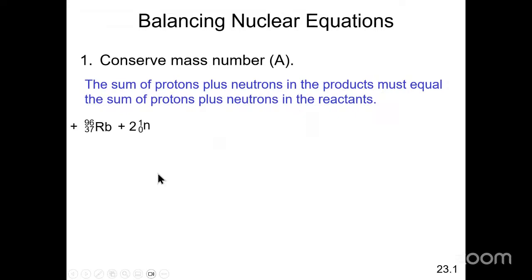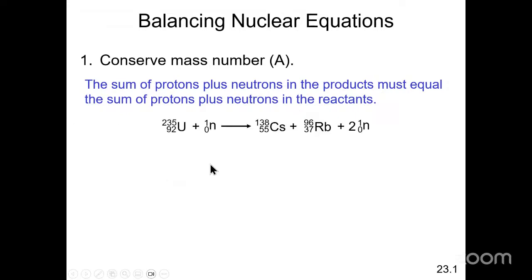So here's an example, right? This is actually a reaction that is used to power nuclear power plants, which generate electricity. We used to have one in Citrus County here, but it was decommissioned a couple of years ago, but we'll get into that later on. This is the reaction where a uranium-235 nucleus is bombarded with neutrons, and you end up with these products, right?